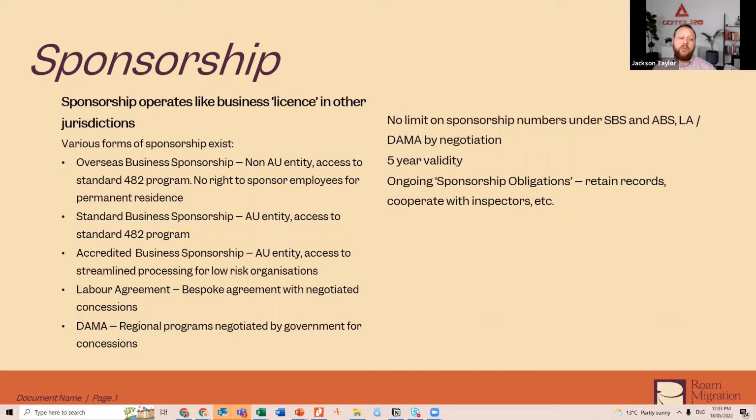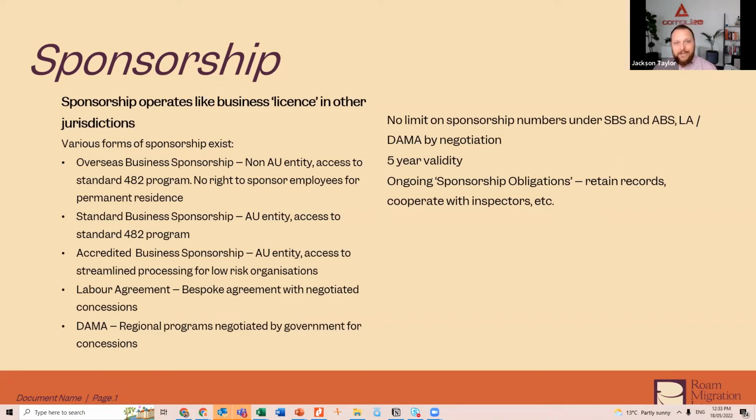Now, the last one on this list is the DAMA. DAMAs are essentially where a labour agreement is held by a council or a group of councils or a state government body. For example, there are two DAMAs in South Australia. There's one that relates to Adelaide, and one that relates to regional South Australia. Those agreements have been negotiated between the state government and the Department of Home Affairs. The state government plays a role in determining who is allowed to use the program, and they provide more concessions than the labour agreement programs.